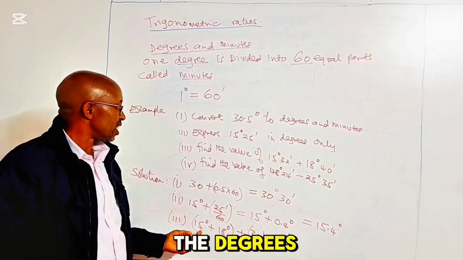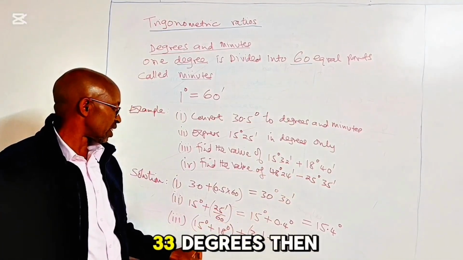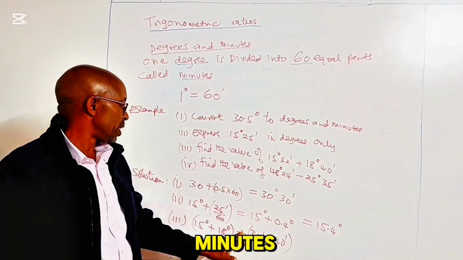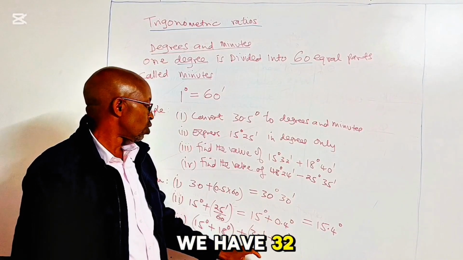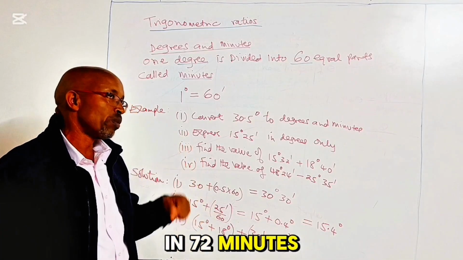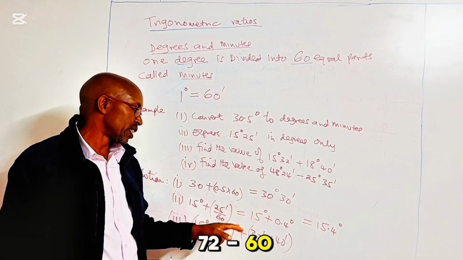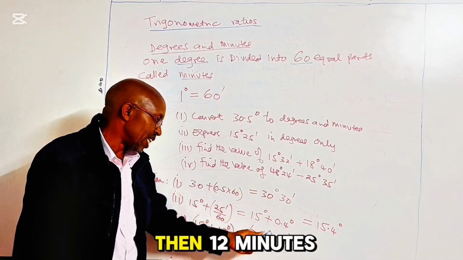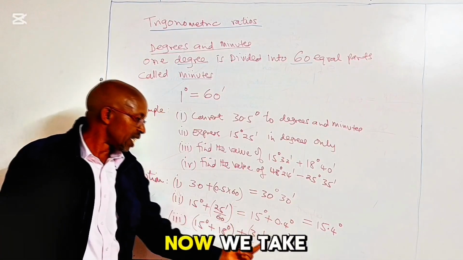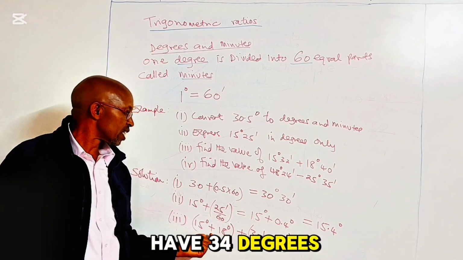So we add the degrees first. We have 15 degrees and 18 degrees. That gives us 33 degrees. Then we have the minutes. The minutes now we have 32 minutes plus 40 minutes. That gives us 72 minutes. In 72 minutes, we have 1 degree of 60. So we have 72 minus 60. So we'll have 1 degree and then 12 minutes. That degree now we take it to 33. So that we'll have 34 degrees, 12 minutes.